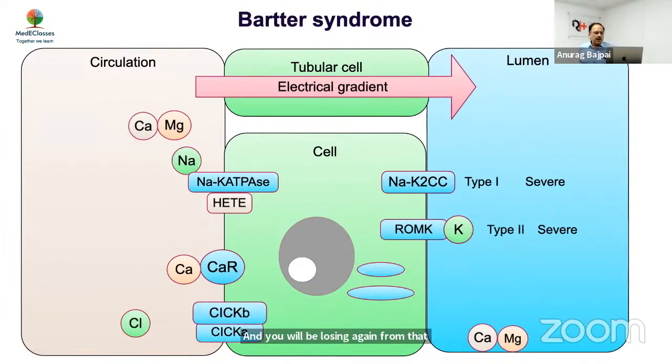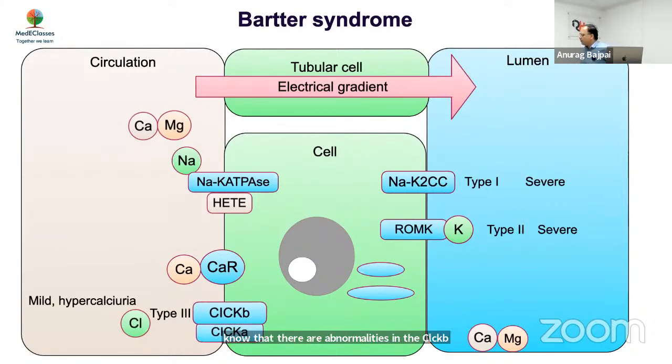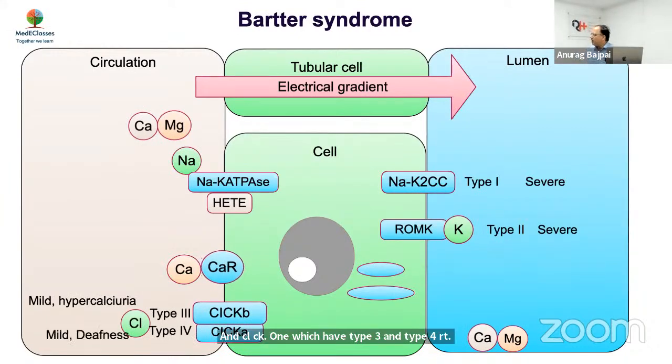We know that there are abnormalities in the CLCKB and CLCK1, which have type 3 and type 4 RTA. We'll be specifically talking about one of those defects today. And of course, if you have a calcium sensing receptor mutation, which is activating, it will cause hypocalcemia, hypercalciuria, and this is the mechanism of how it is caused. So again, that's the type 5 Bartter.